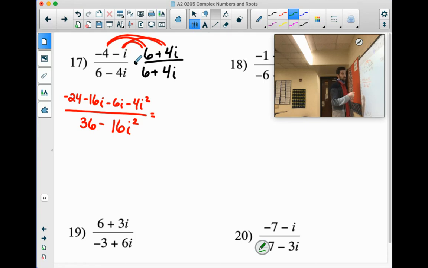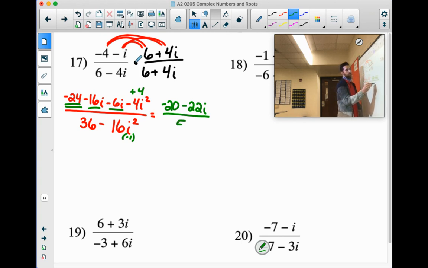Numerator, let's combine some stuff here. This negative 4i squared is negative 4 times negative 1, which would be positive 4. So we have negative 24 plus 4, which gives us negative 20. We have negative 16i minus 6i, which would be negative 22i. And then the denominator, remember negative 16i squared becomes positive 16, so it becomes 36 plus 16, which is 52.